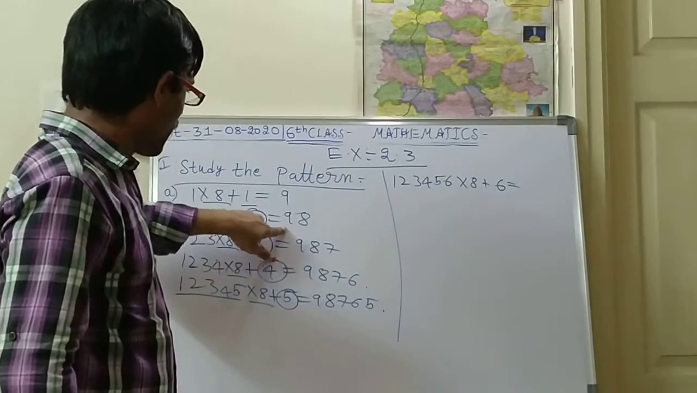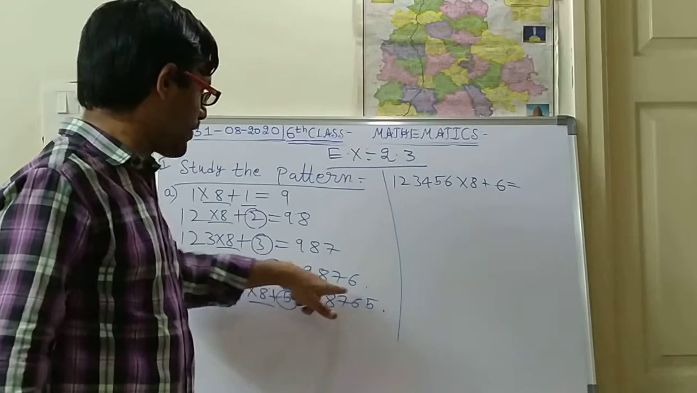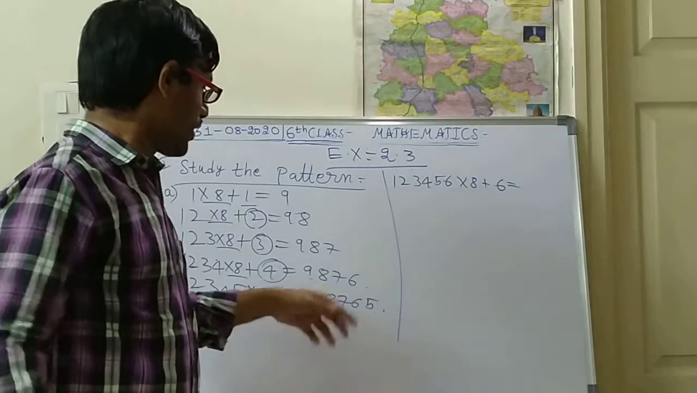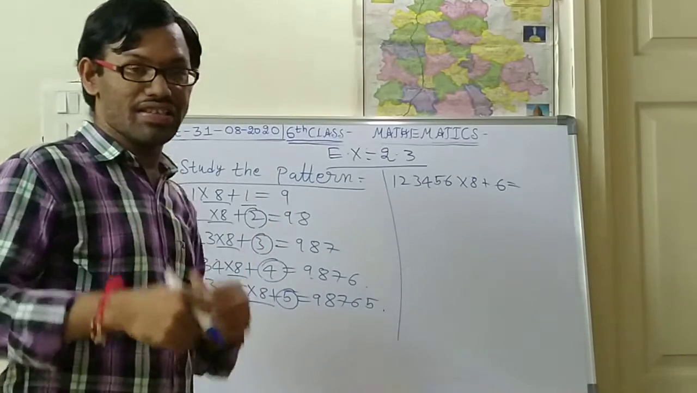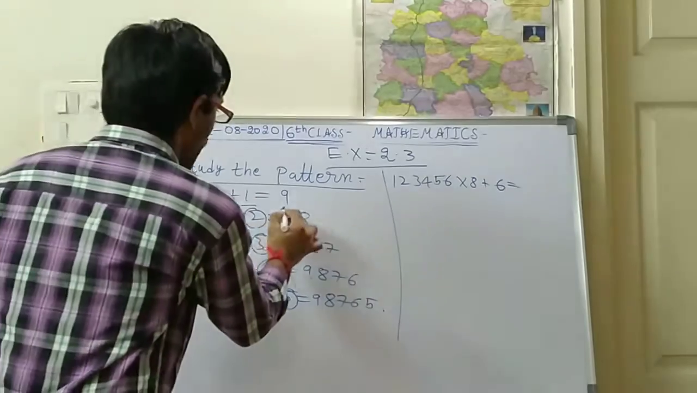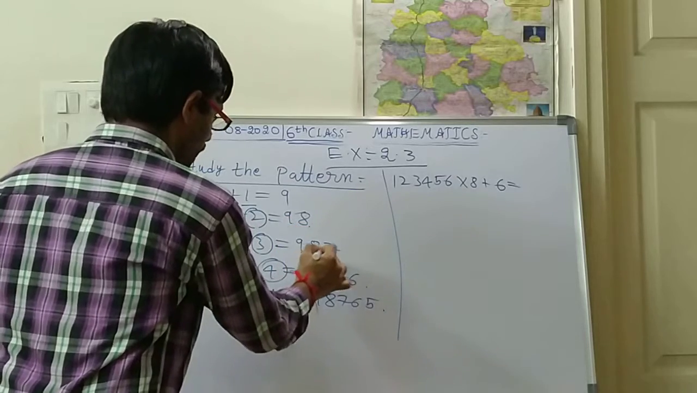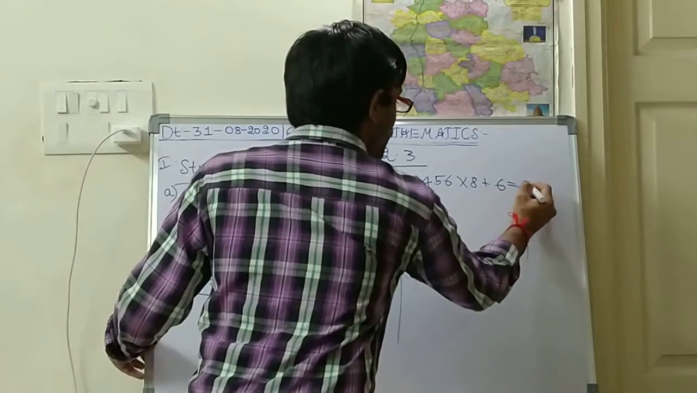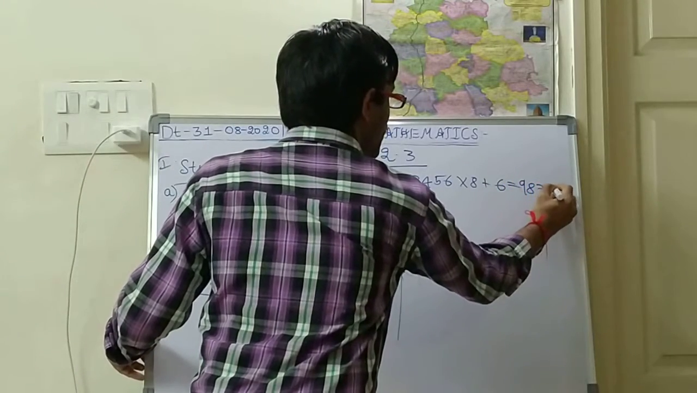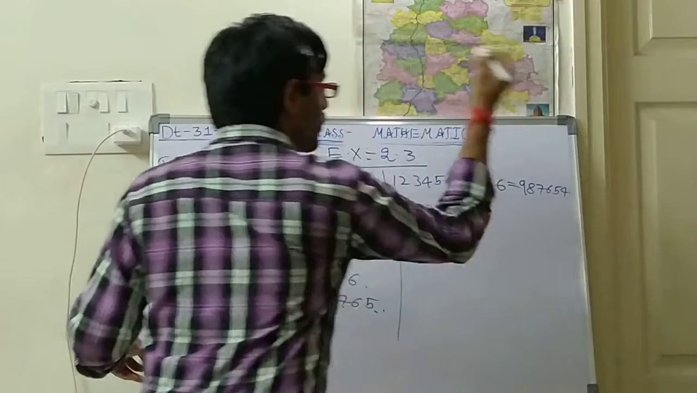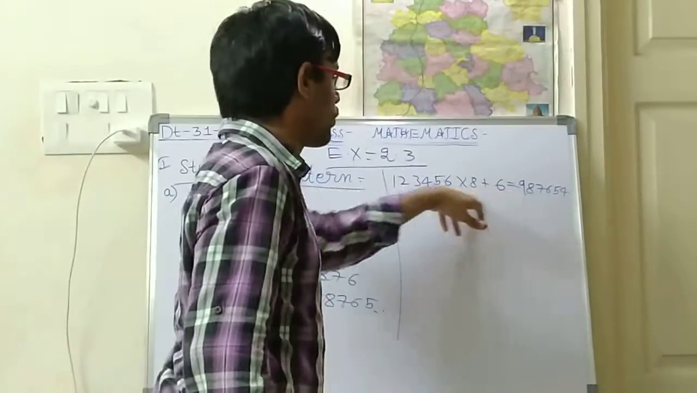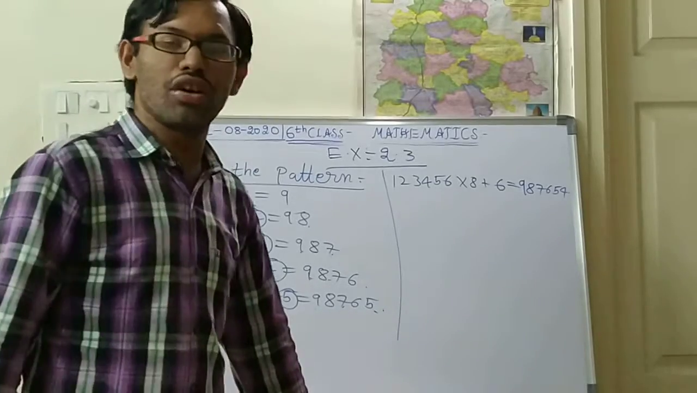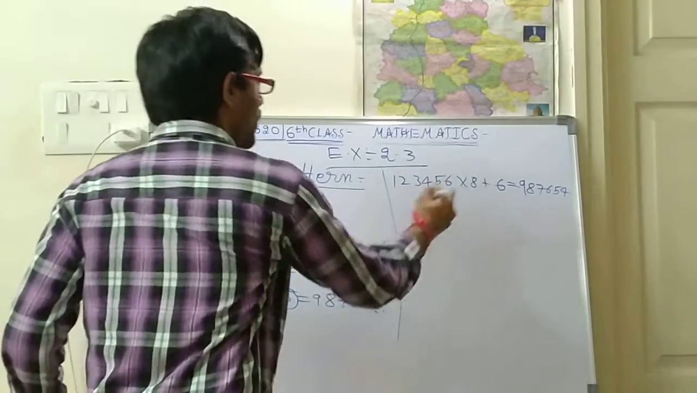See how the result is going on: 9, 98, 987, 9876, 98765. That means in every step the result is taking one lesser number. So after 9876, the next number will be 98765. If you do this problem, this answer will be coming. If you want, you can check from your calculators also. Okay, the same result will be coming.